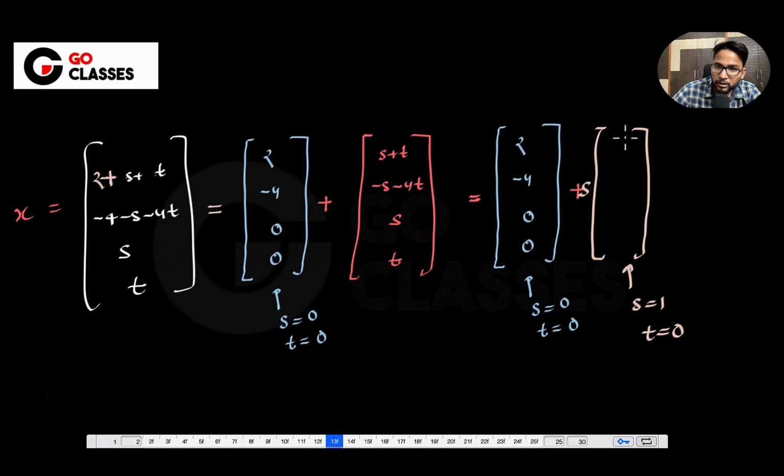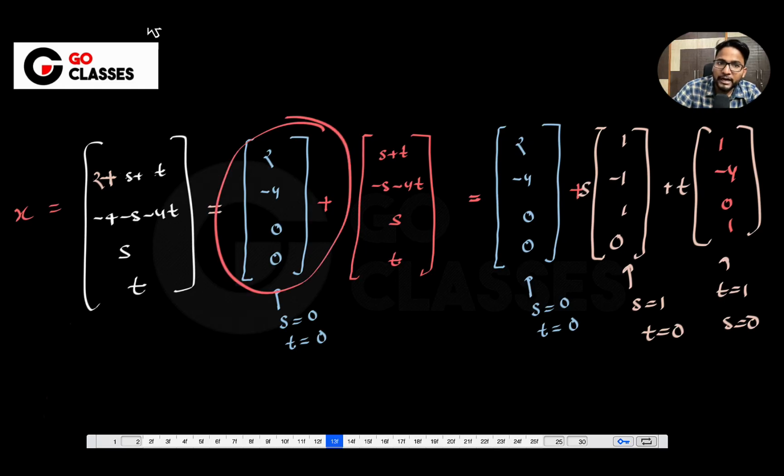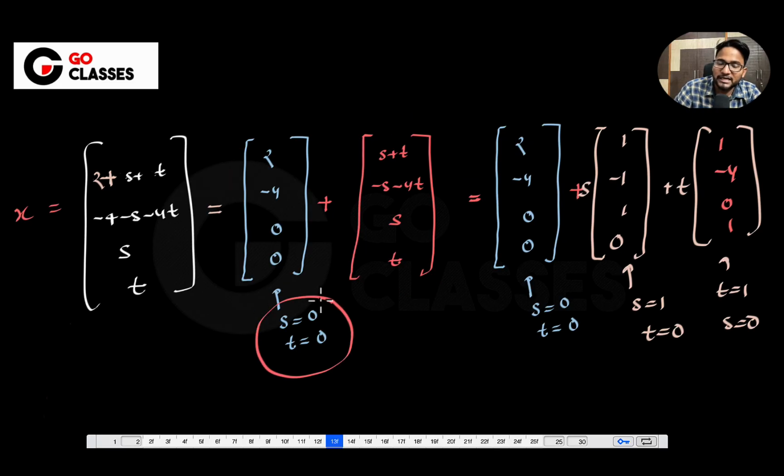So s equal to 1 you put, this will be 1, minus 1, 1 and 0. And then similarly, by putting t equal to 1 and s equal to 0, you will be getting the other vector, which is 1, minus 4, 0 and 1. So basically, if you notice, this story is the same as the earlier, but the only extra step is this. We are writing the constant separately and then the s and t part separately. How are we doing so? We are putting s and t equal to 1 and 0 like this.